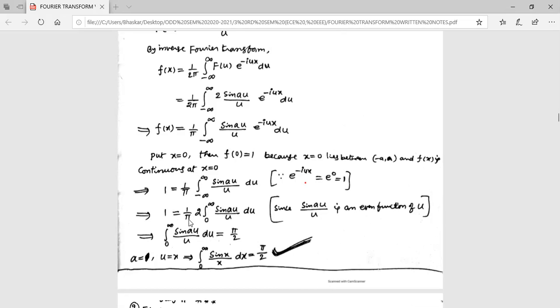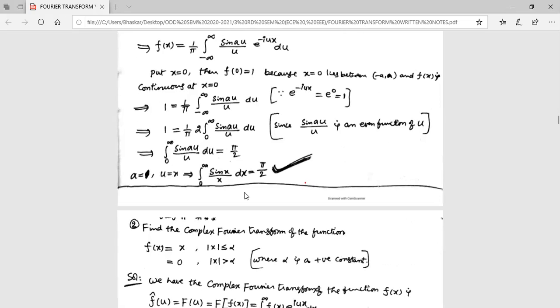Now what is that here? This 2 by pi comes to the left hand side and becomes pi by 2. Just now I told you to replace u by x. That's fine. The Fourier transform and also the inverse Fourier transform for the function: the integral from 0 to infinity of sine x by x dx becomes pi by 2.